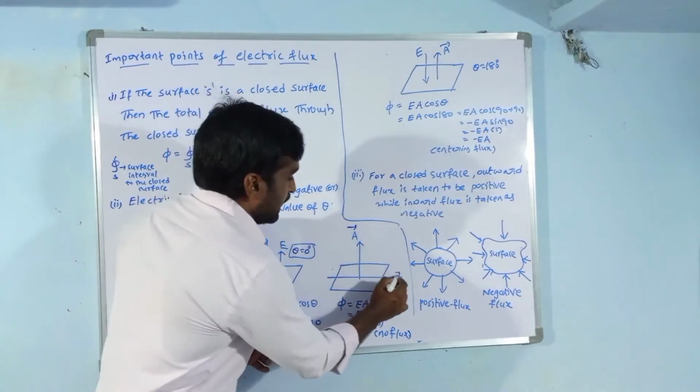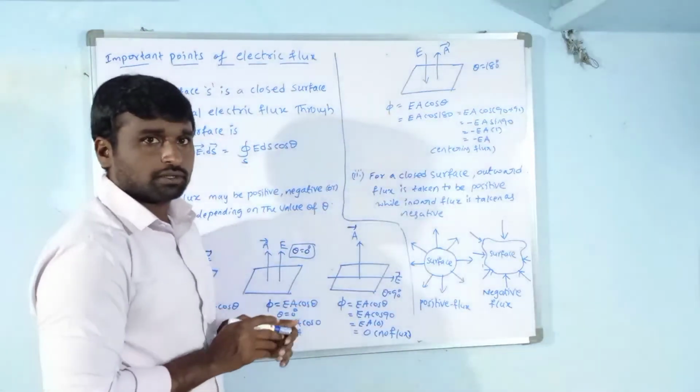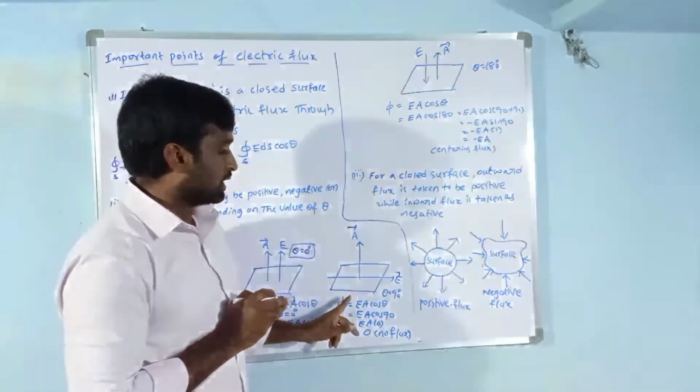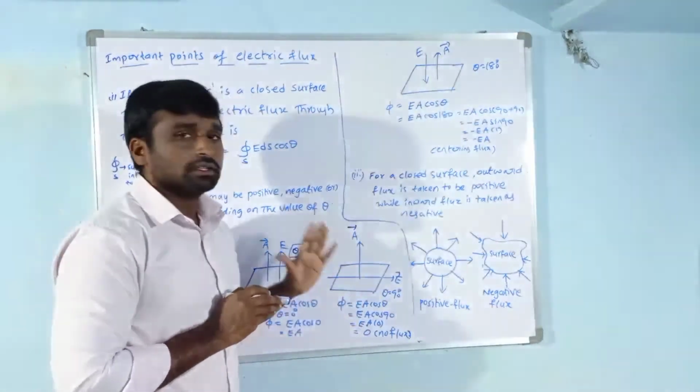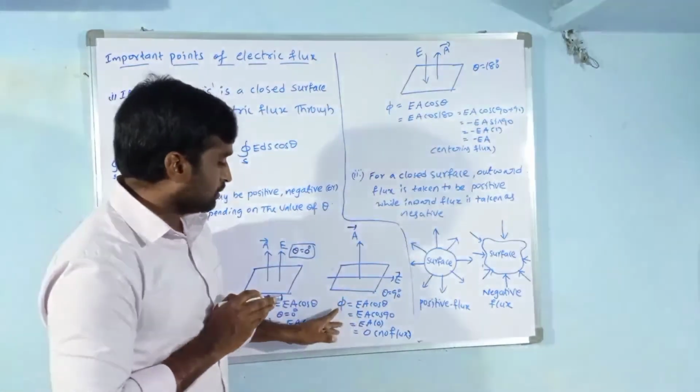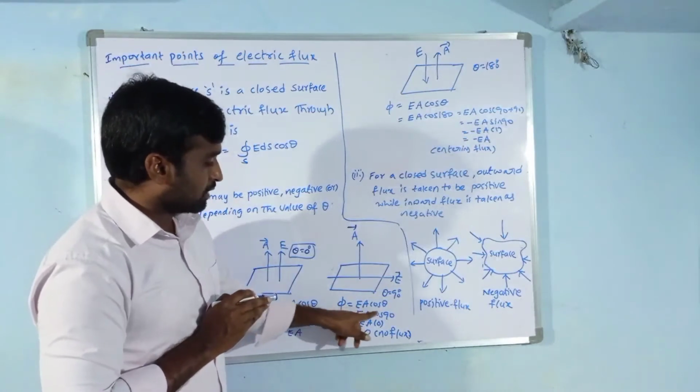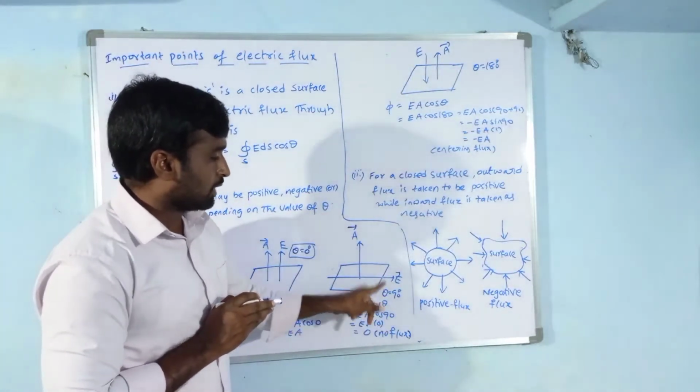So that is 90 degrees. Both are perpendicular to each other. In this case, what is the electric flux linked with this area element? That will be 0. Why is it 0? See here, phi is equal to EA cos theta, and we substitute theta equal to 90.